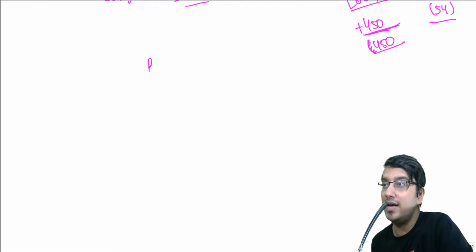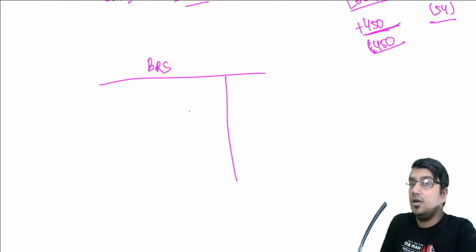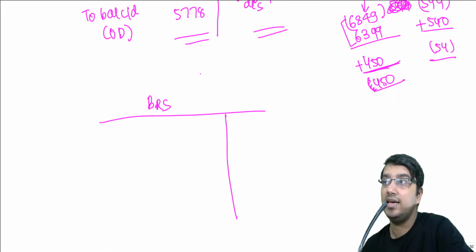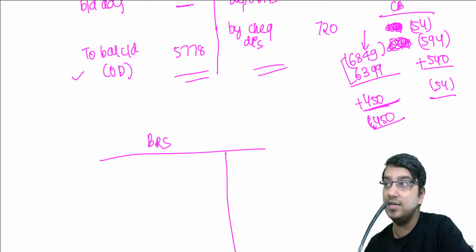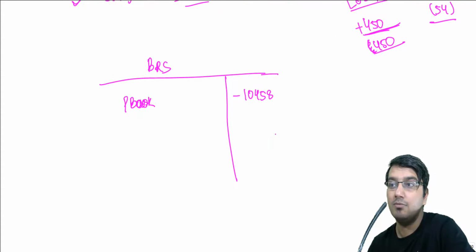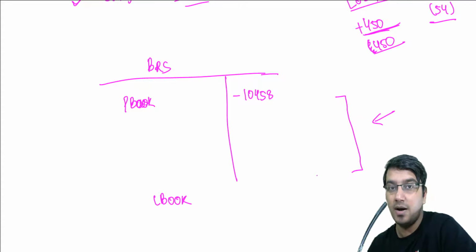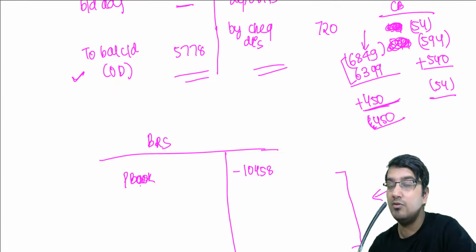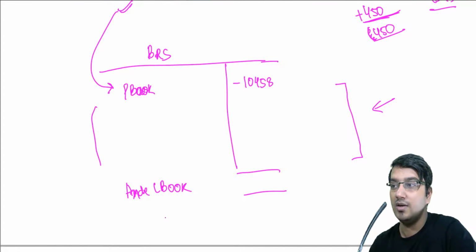Now we will prepare bank reconciliation statement. Now for the first time what they are saying is that instead of using this balance, you start from the passbook 10458, okay? And when we will come to the closing balance, cash book balance, we will only adjust those errors which were on bank's part. So we will come to amended cash book balance. Earlier what we were doing was that we were using this balance only here.